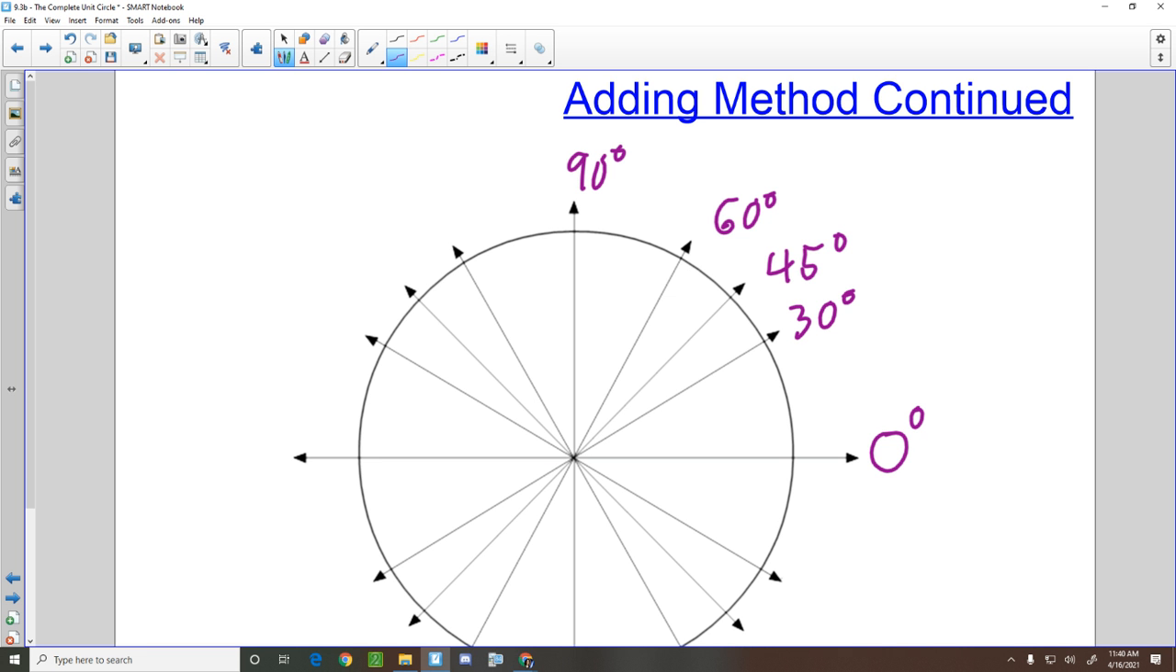From here, we want to repeat that pattern going into quadrant 2. But it's going to be the same thing. So add 30 to 90, and we get 120. Add 15, you get 135. Add another 15, you get 150. And if you did the pattern correctly, if you add 30 again, you should have 180 on the left.